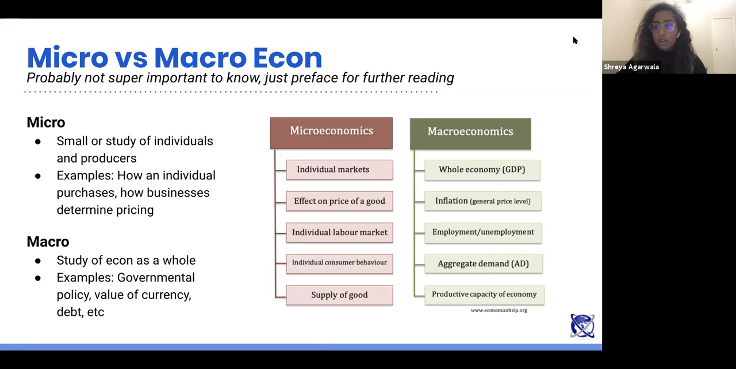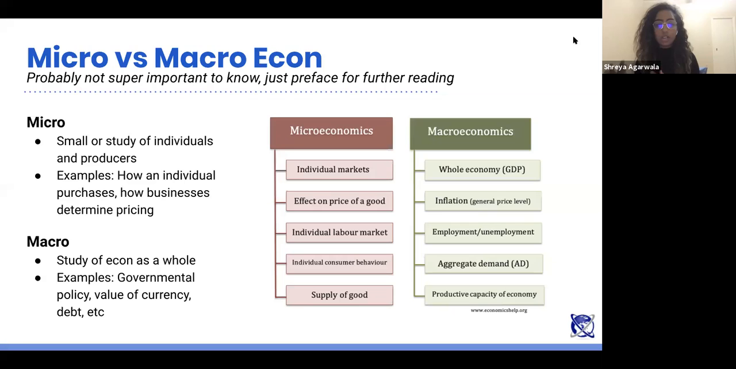So we'll start with microeconomics. It's relatively obvious what they mean based on micro versus macro, just those words, but micro specifically focuses on the study of individuals or the smaller concepts within an economy. So how an individual purchases, how businesses determine pricing. So very much up to individual consumers or producers, not necessarily a look at the overall economy, but rather just specific sectors or even specific products.